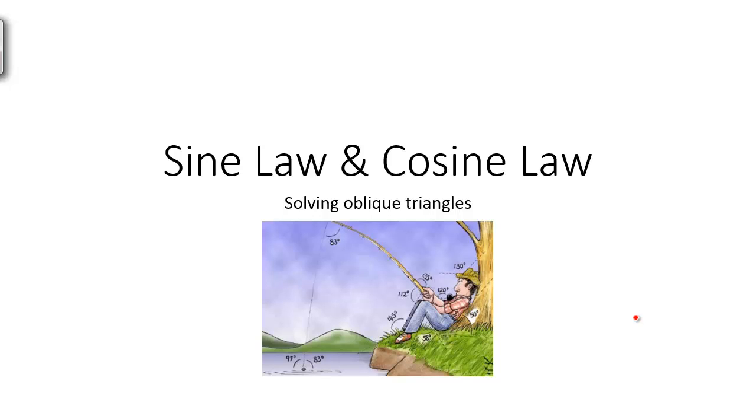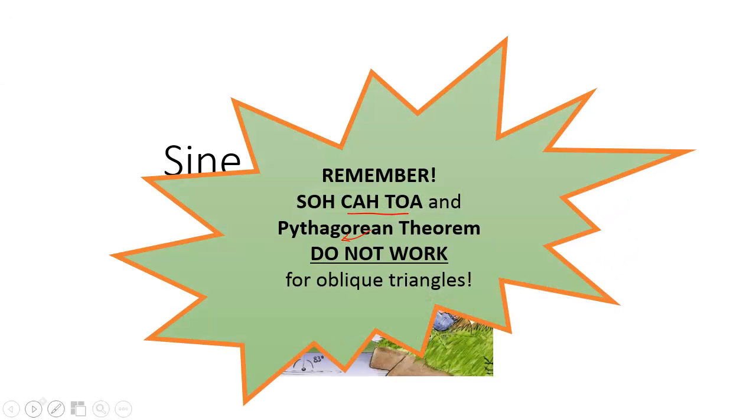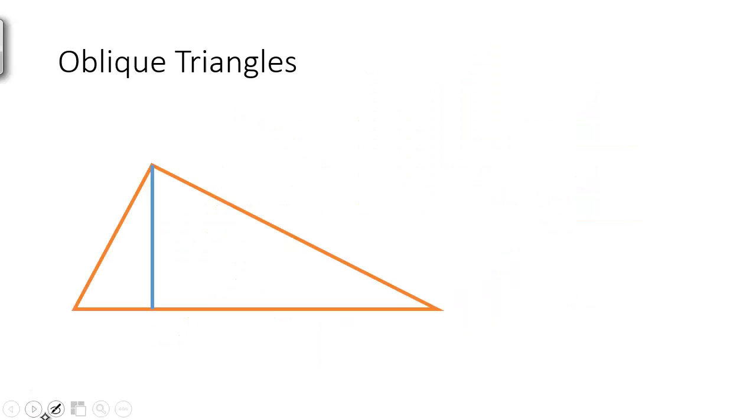This lesson looks at the sine law and the cosine law. These laws are going to be very useful for solving oblique triangles, oblique triangles being triangles that do not have 90 degrees. So remember, SOHCAHTOA and the Pythagorean theorem do not work for oblique triangles. Those only work if you have 90 degrees.